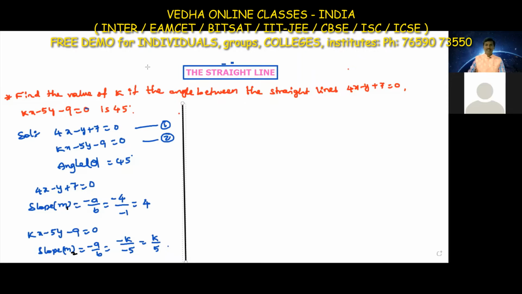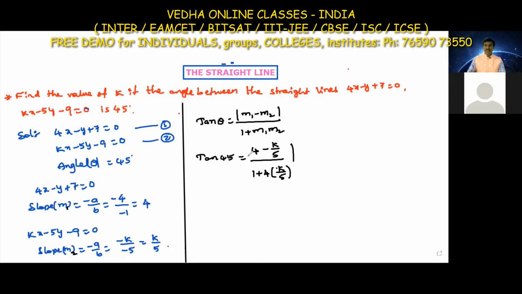Now the angle is given, so we take the angle formula. Tan theta is equal to the modulus of m1 minus m2 divided by 1 plus m1 into m2. So tan 45 degrees is equal to the modulus of 4 minus k by 5, all divided by 1 plus 4 into k by 5.